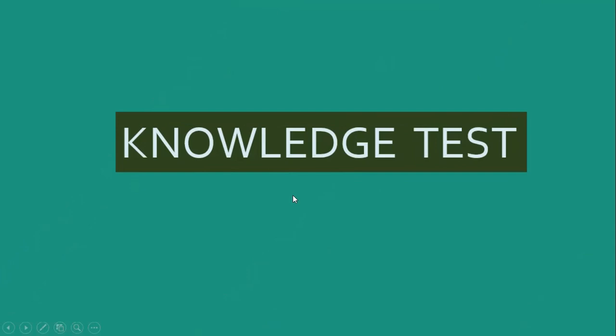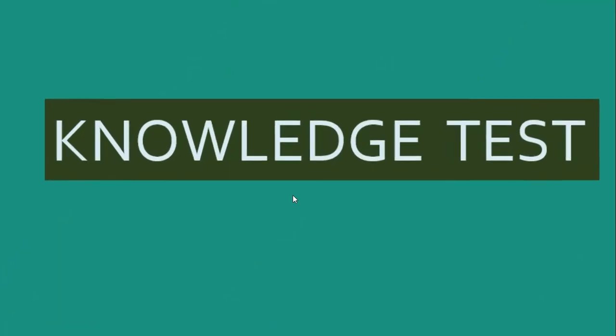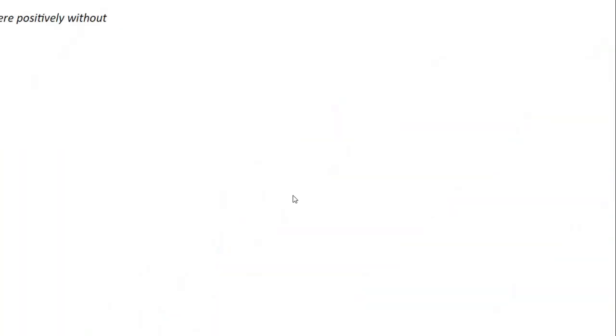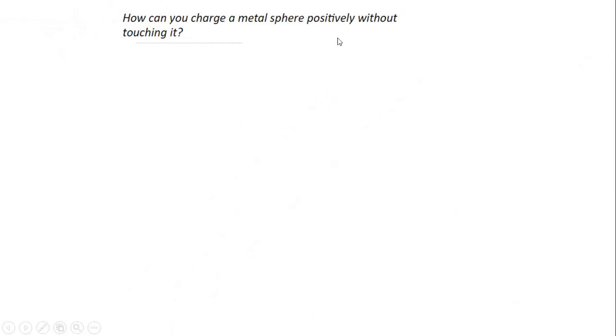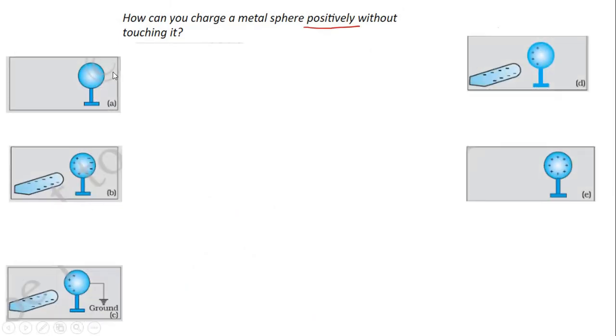So now let's have one knowledge test. Now what the knowledge test says is: how can you charge a metal sphere positively without touching it? Mind it, here the keyword is positively. So in order to charge a sphere positively, what do we have to do? We have to take one uncharged sphere, that is an isolated sphere. Now in order to charge this positively, we have to bring a negatively charged rod near it, so that the positive charges of this sphere get attracted towards this rod and negative charges get accumulated on the other side.